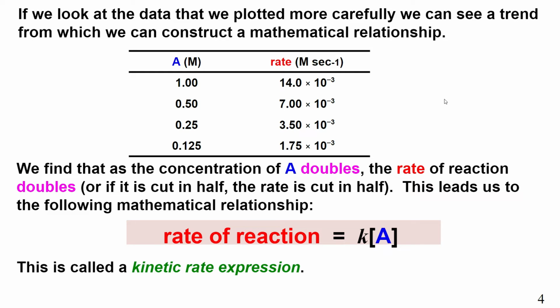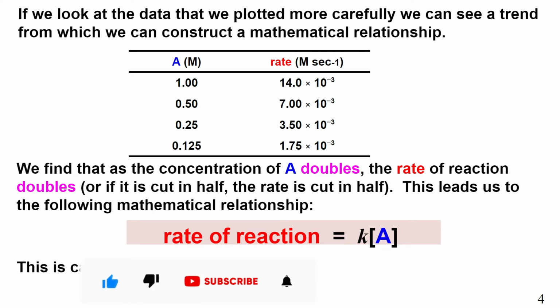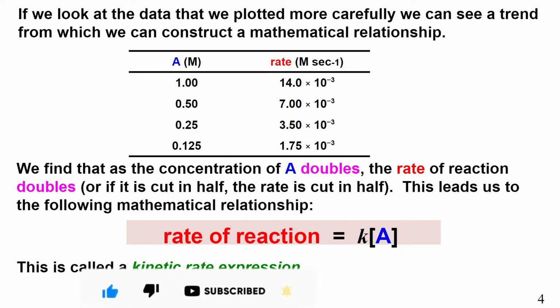So what we find out is that as the concentration of A doubles, the rate of the reaction will double. This is the case for basically anything dealing with kinetics. If you double the concentration, your rate will double.